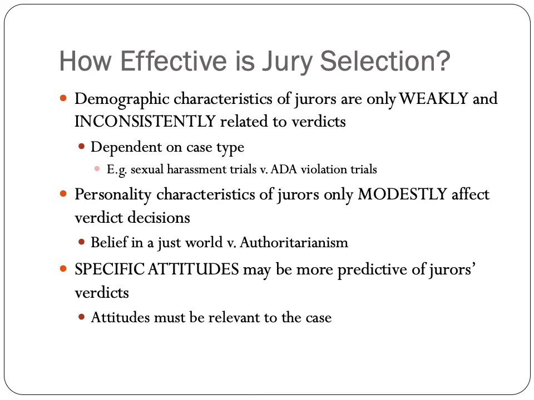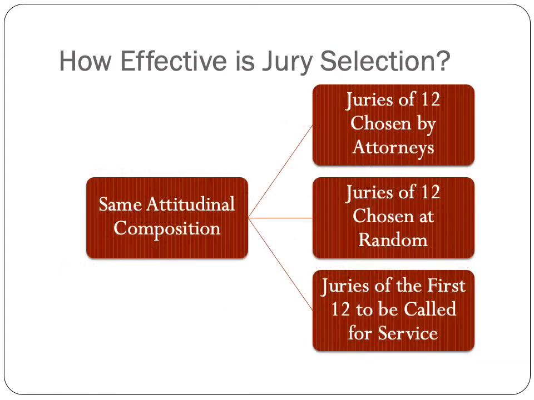So, if we were to actually look at attorneys specifically, if we take a jury sample, what we see here, again, with the exact same attitudinal component, the same jury sample, is that if we look at a jury of 12 individuals chosen by attorneys and compare that to a jury of 12 chosen at random, and then compare that to literally the first 12 people to walk into the room, we see actually no difference. They all have this same attitudinal composition, right?